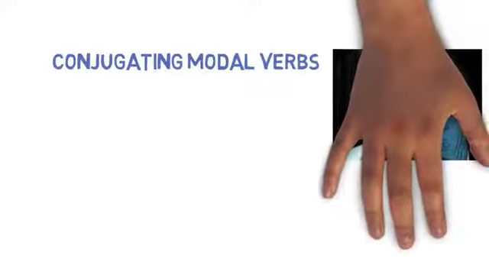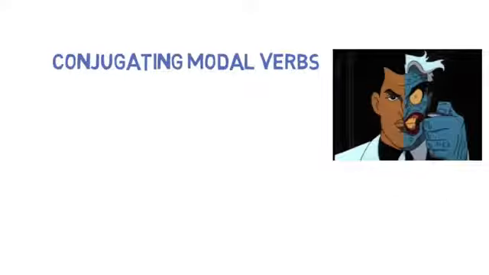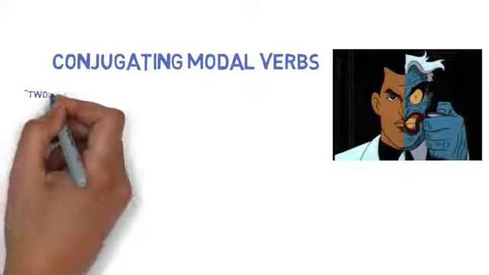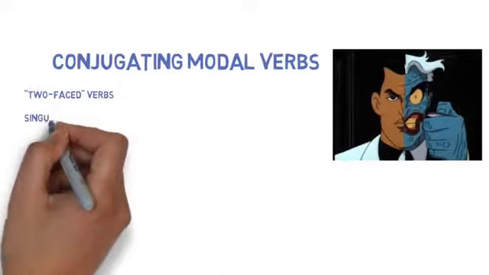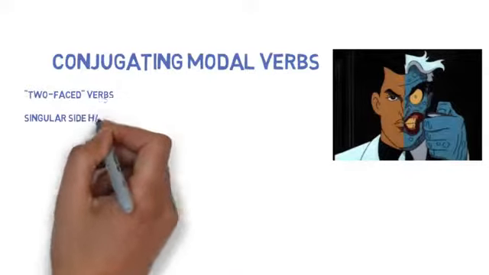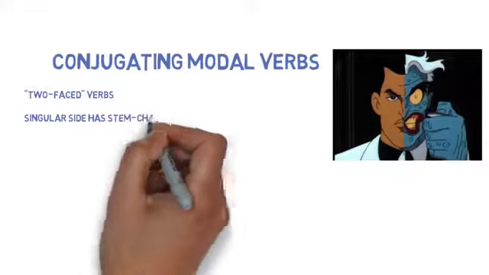Think back to the character of Two-Face from the Batman movies. One side is completely normal, and if you only saw that one side, you would assume that the verb was a completely normal verb. The other side is completely strange, so if you only saw that side of the verb, you'd think the verb was really messed up. What makes modal verbs special is that, like Two-Face, they have one weird side and one normal side.